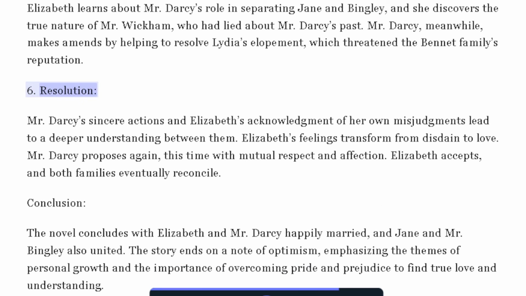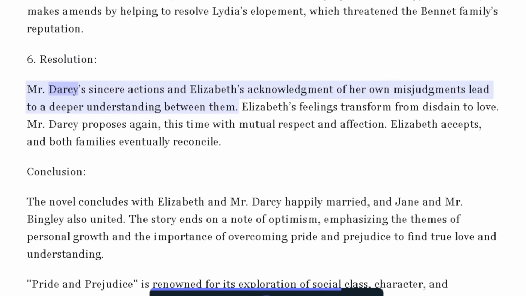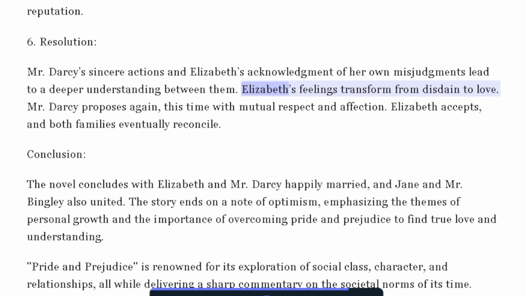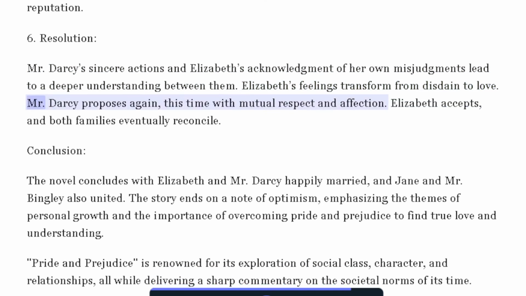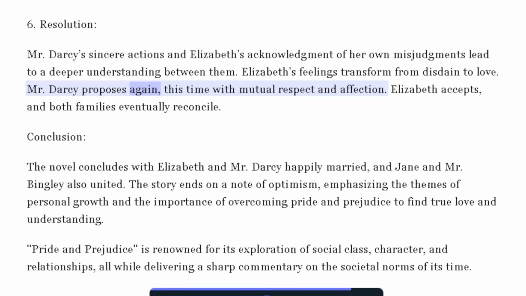6. Resolution. Mr. Darcy's sincere actions and Elizabeth's acknowledgement of her own misjudgments lead to a deeper understanding between them. Elizabeth's feelings transform from disdain to love. Mr. Darcy proposes again, this time with mutual respect and affection. Elizabeth accepts, and both families eventually reconcile.